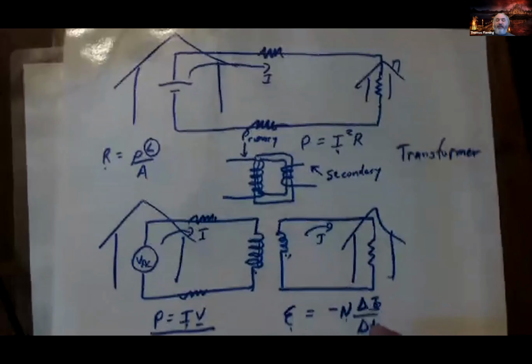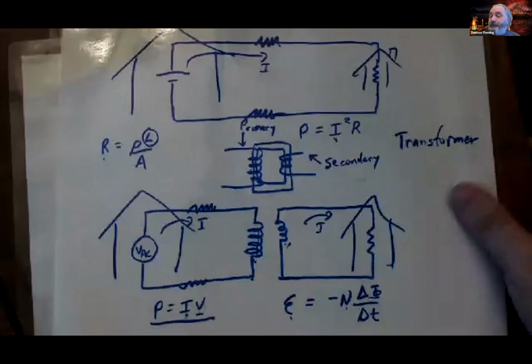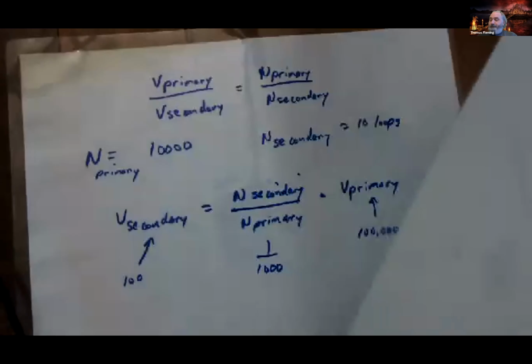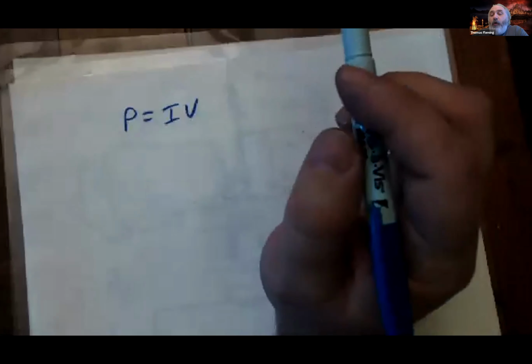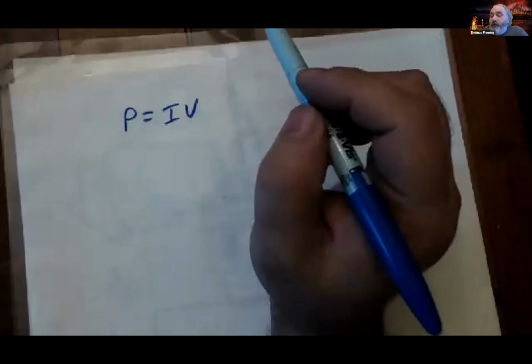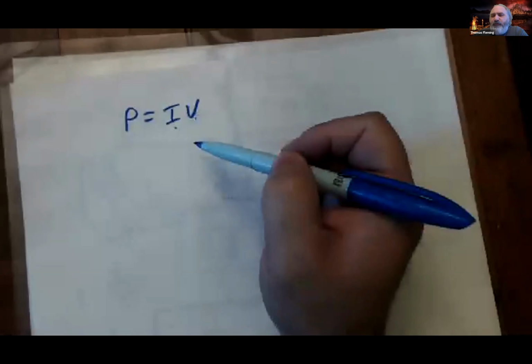The other issue with AC that you're going to have to tackle is the issue of power. In an AC circuit, power can be a little bit more complicated than it is in DC. In DC, we always started with P equals I times V. But remember, in an alternating current circuit, the voltage and the current are not necessarily in phase.